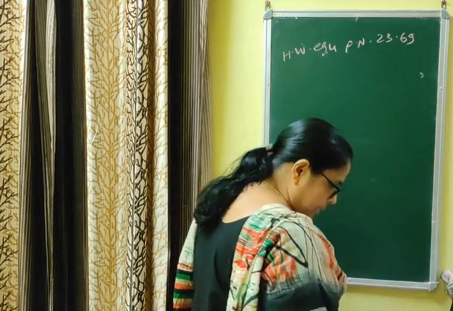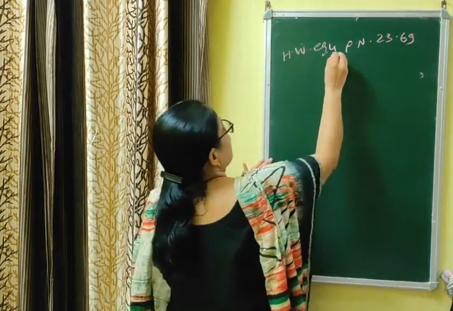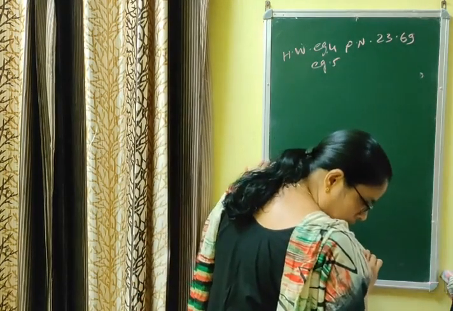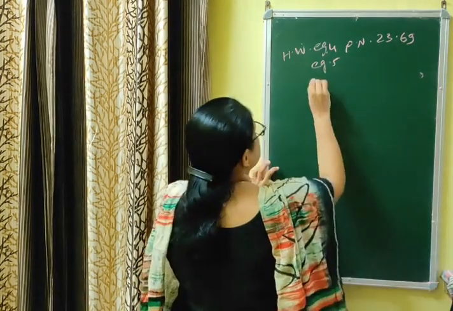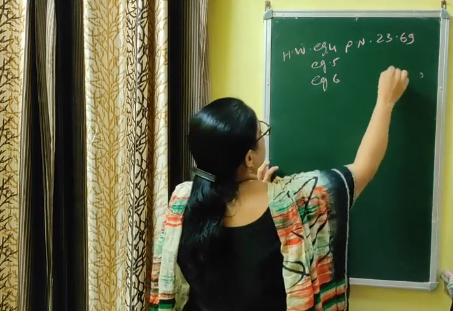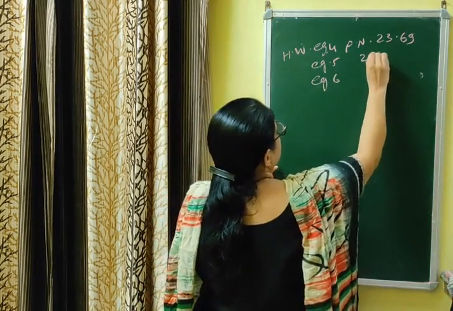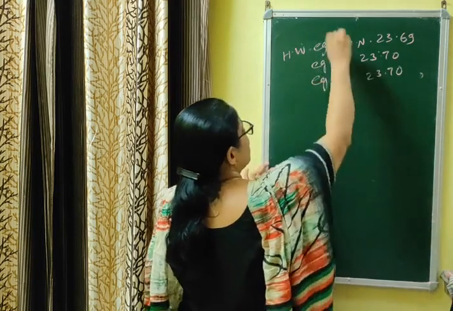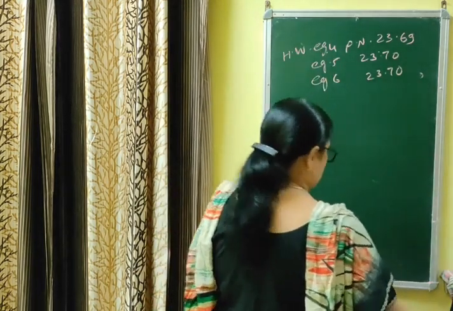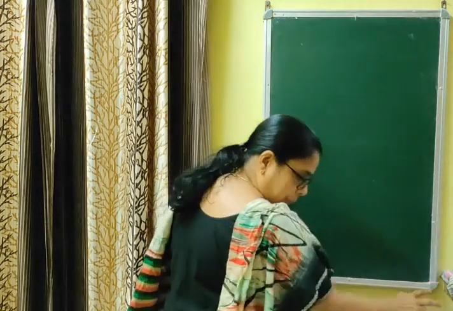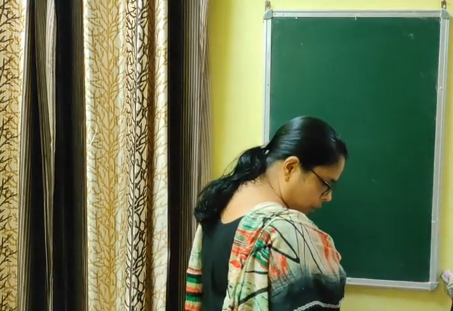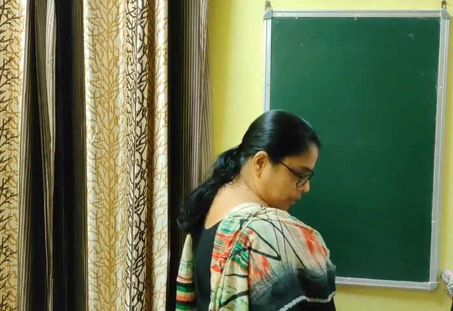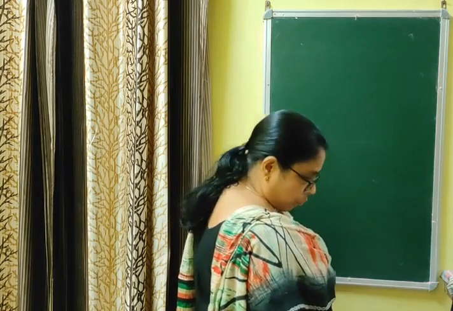Example 4, example 5 of the same page number. And next one, example 6. Example 6 is a very important question. These three, that is on pages 23.69 and 23.70, are homework. You can do them. If you have any queries, you can ask me. Next topic is, that means we have covered almost all the questions of this topic, that is conversion of general form to different forms of equation of a line.